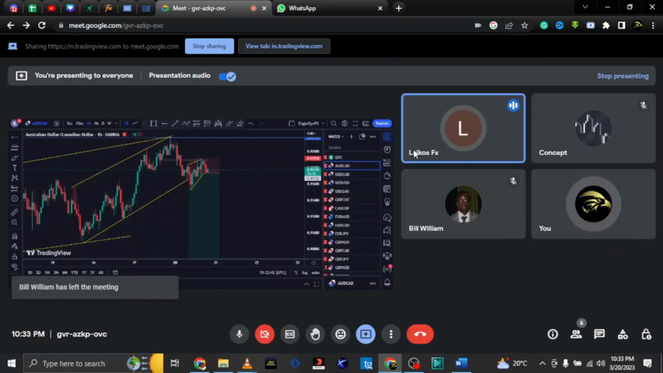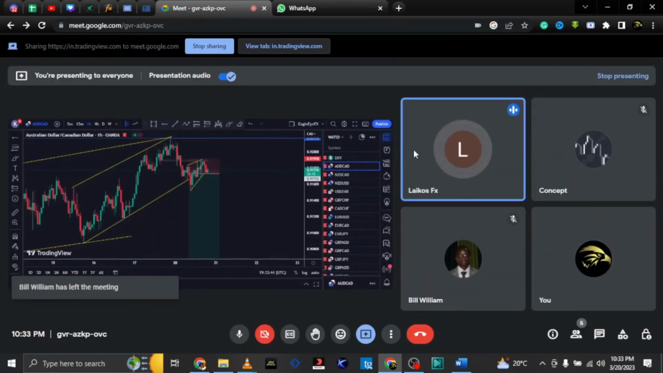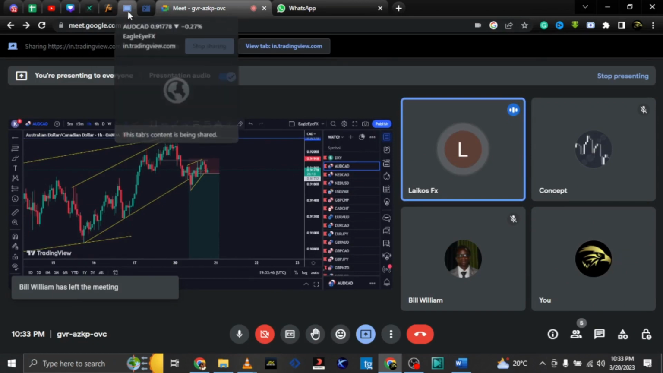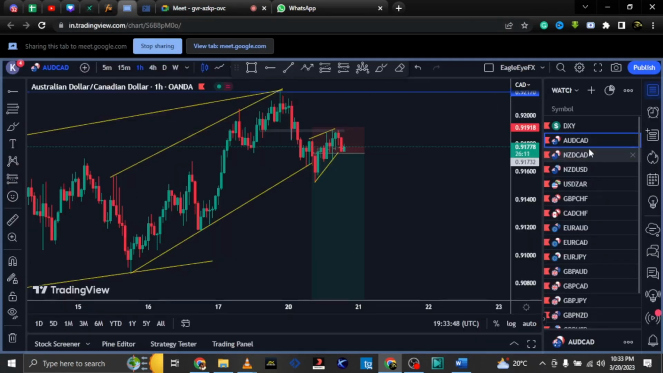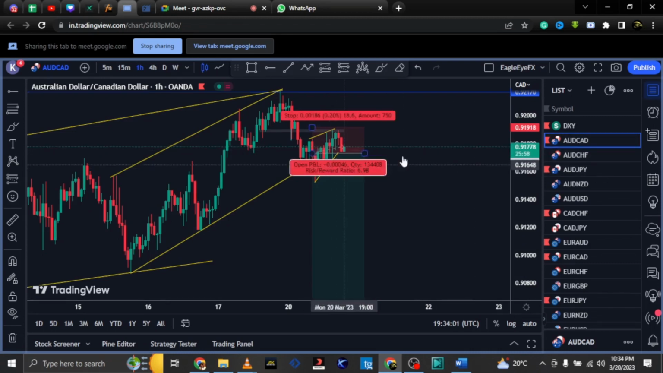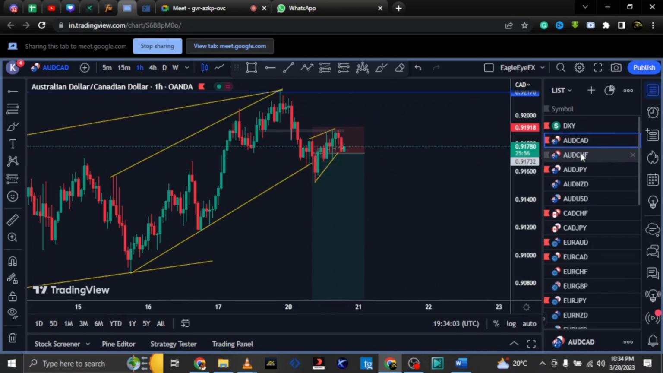I've noticed that AUD CAD and AUD USD move in a similar manner. I don't know, maybe it was just last week. Okay, we can check that. But one thing I've also noticed is AUD CHF and AUD JPY. They follow each other like something.